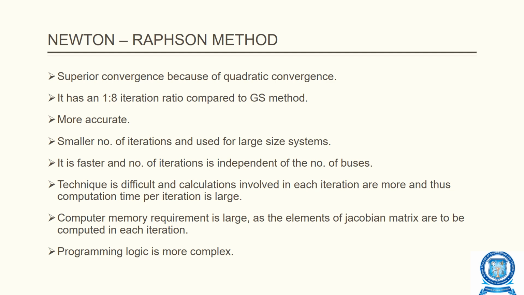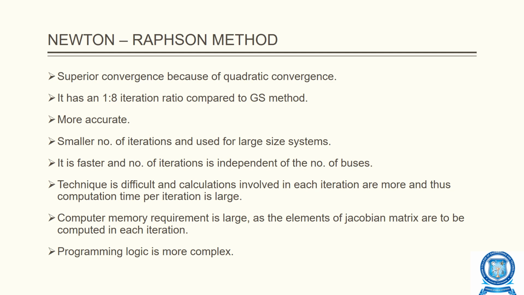The technique is difficult and the calculations involved in each iteration are more, and thus the computation time per iteration is large. And computer memory requirement is large as the elements of the Jacobian matrix are to be computed in each iteration. So we have four Jacobian elements J1, J2, J3 and J4. These four elements need to be computed in each and every iteration. Programming logic is more complex in Newton-Raphson method.